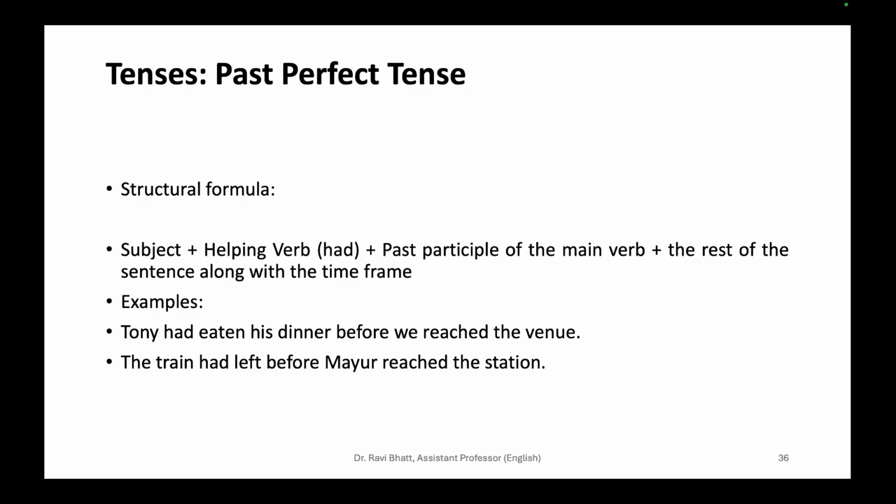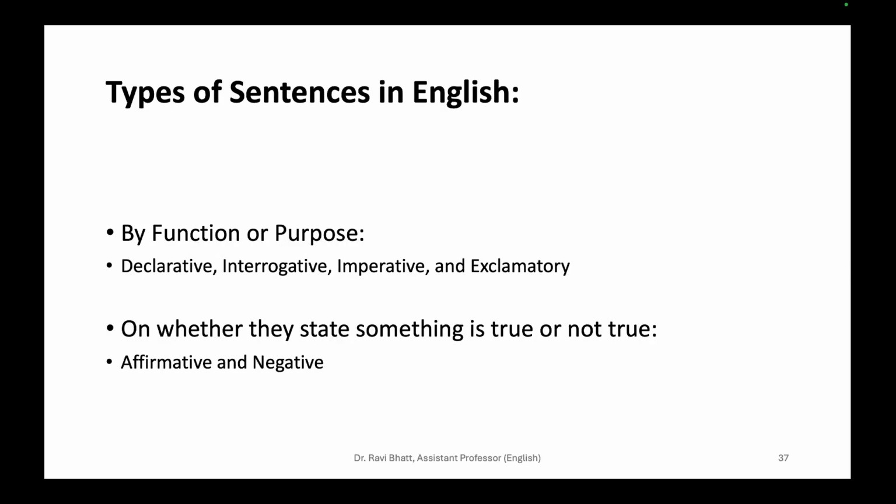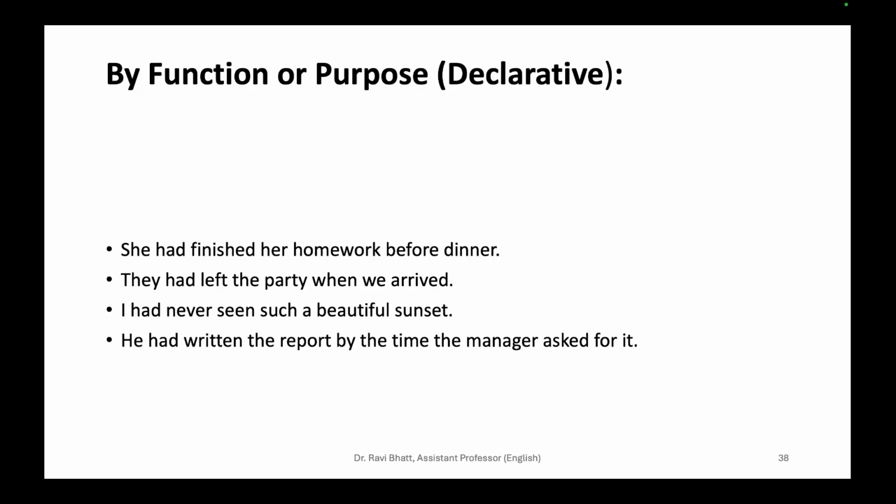Examples: Tony had eaten his dinner before we reached the venue. Or say, the train had left before Mayur reached the station. All right. So here we go with the variations. Okay. Types of sentences. Now, first, declarative sentences. She had finished her homework before dinner. They had left the party when we arrived. I had never seen such a beautiful sunset. And he had written the report by the time the manager asked for it.